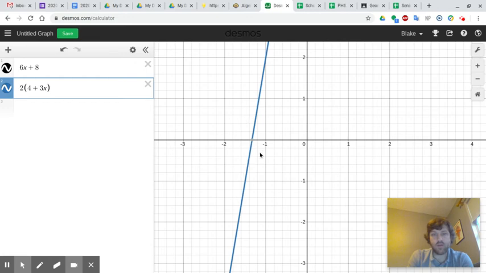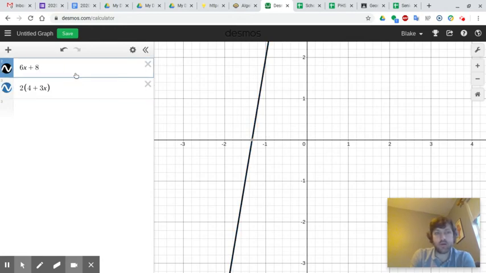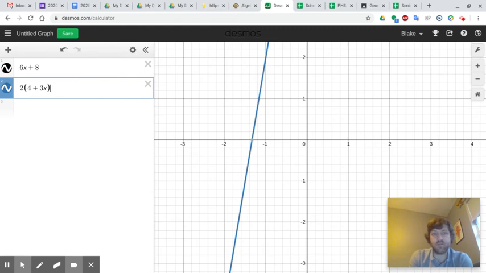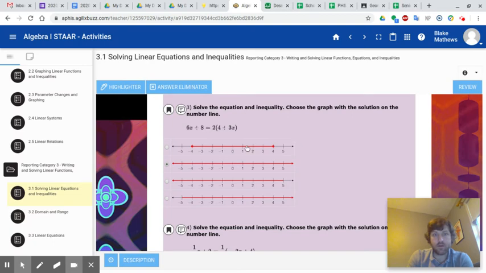Okay. Well, this is a great example of one that has a kind of weird solution. It isn't a single number. If you click on the black and go back from black to blue, you'll notice these are the same. When that happens, it means that all the numbers are part of the solution. So it should be the one where the entire number line is in red. And that's how you show that these lines are the same. All right, so that's that one.